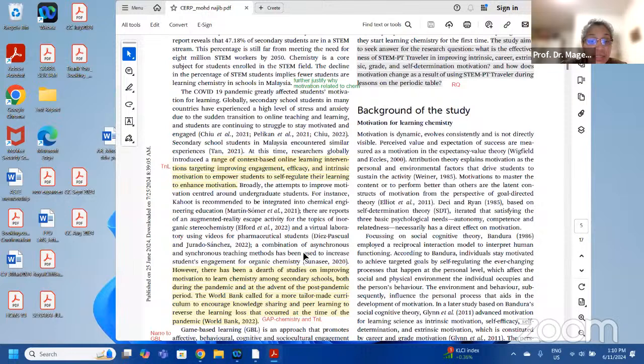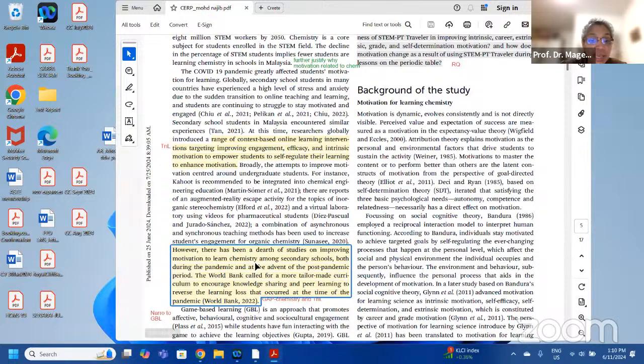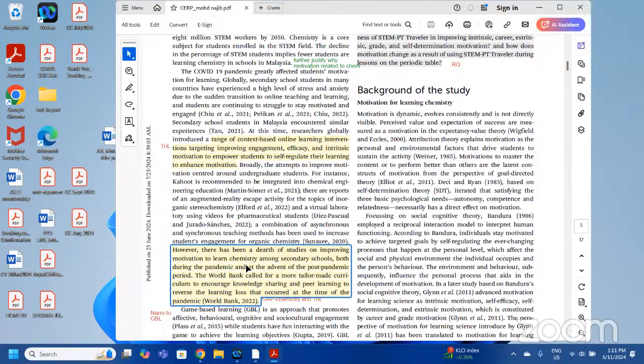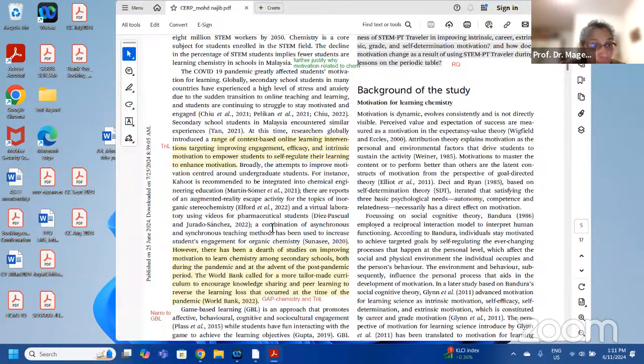However, there is a breadth of studies in improving motivation to learn chemistry among secondary school students. So what I'm saying, many teaching and learning approaches have been used. So many approaches. But what is lacking here is this seems to be very general. There is no approach used specifically for chemistry. Many approaches are used to improve motivation, maybe in science, maybe in biology, maybe in other subjects, but not many are used in chemistry.